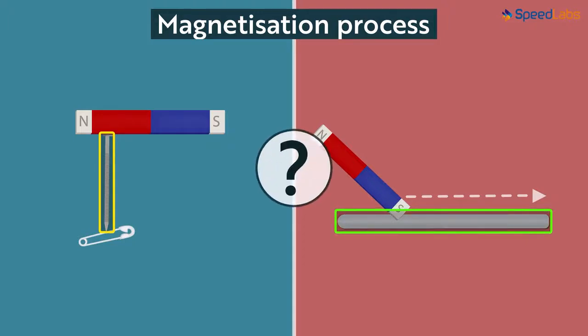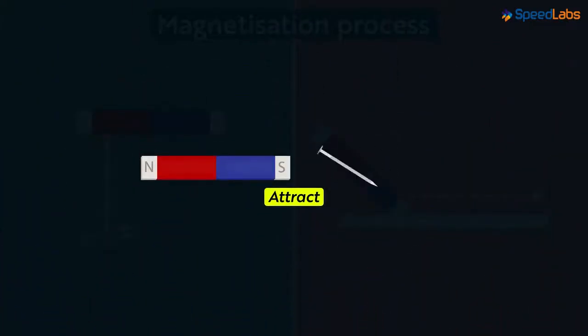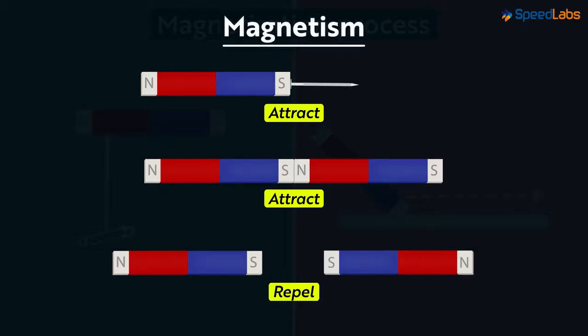What do we know about magnets? We know that a magnet attracts magnetic objects like iron and attracts or repels other magnets. Do you know what this property is called? This property of magnets to attract or repel is called magnetism.